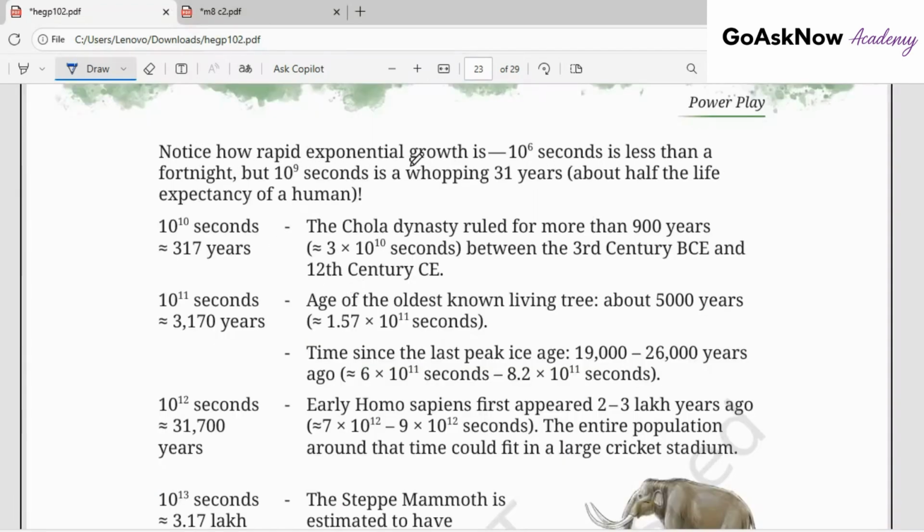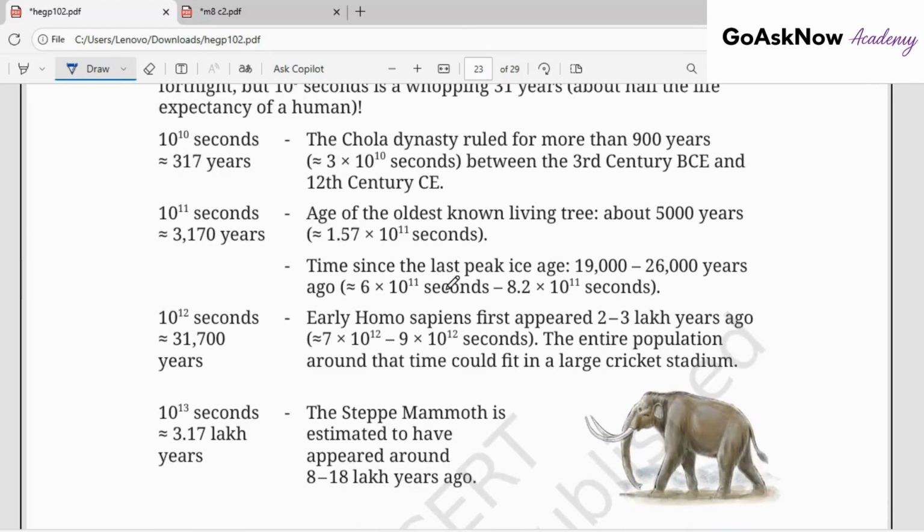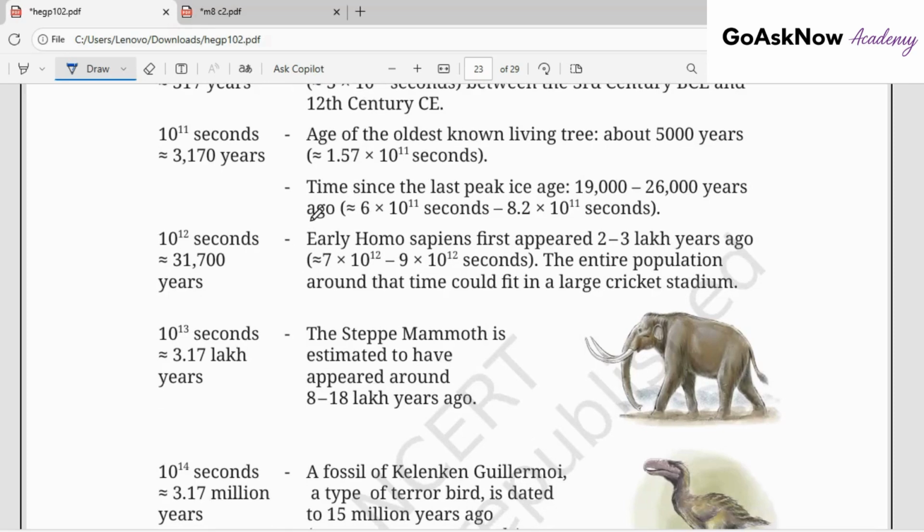Notice how rapid exponential growth is. 10 power 6 seconds is less than a fortnight, but 10 power 9 seconds is a whopping 31 years, about half the life expectancy of a human. 10 power 10 seconds is 317 years. The Chola dynasty ruled for more than 900 years between the 3rd century BCE and 12th century CE. 10 power 11 seconds is 3,170 years, the age of the oldest known living tree, about 5,000 years. Next, time since the last big ice age.